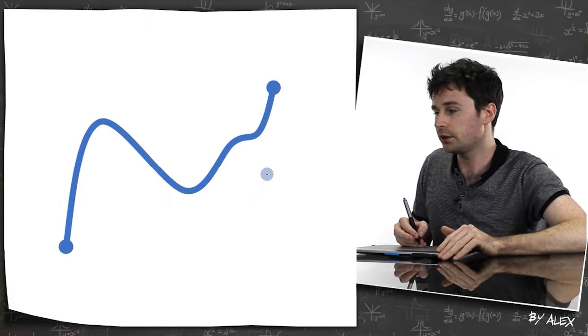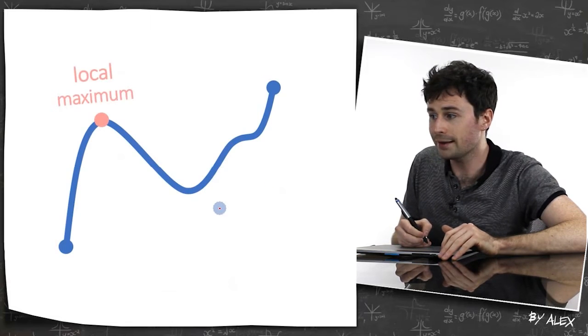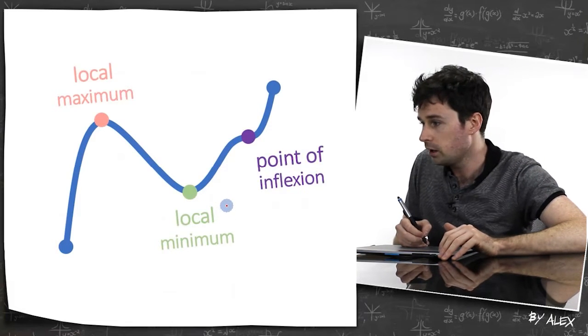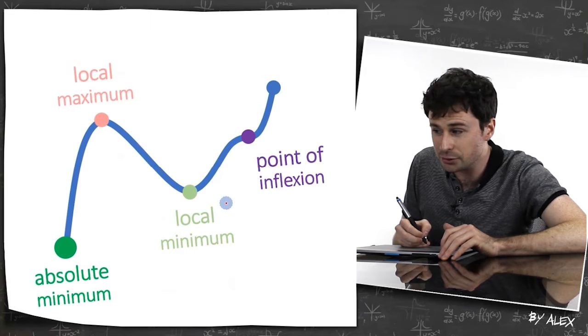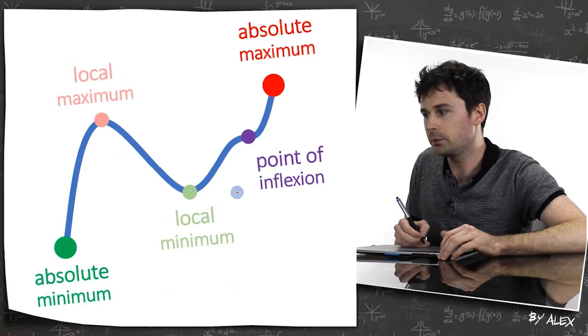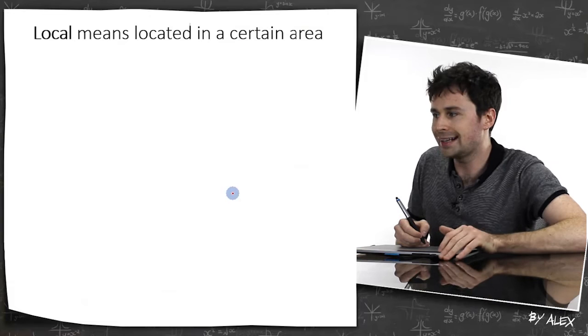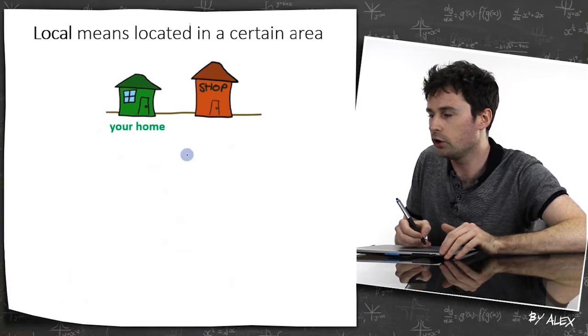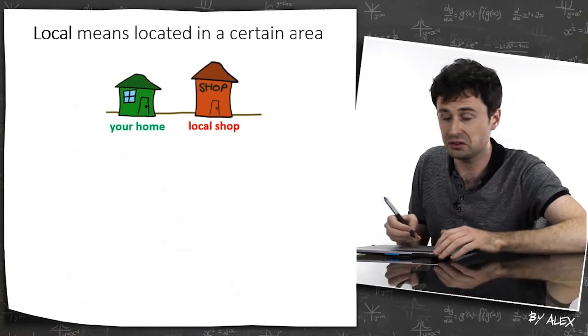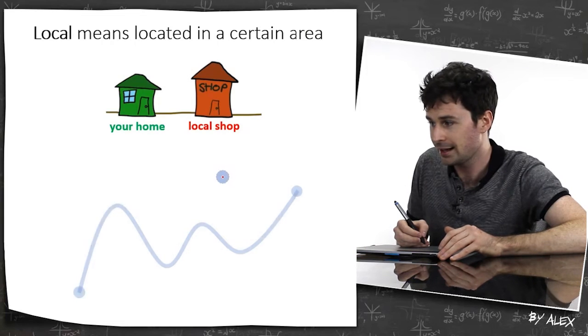Types of stationary points. So you can have a local maximum, a local minimum, a point of inflection, an absolute minimum, and an absolute maximum. So local means located in a certain area. So this is your home. You have your local shop. It's in your certain area, whatever area you may live in.